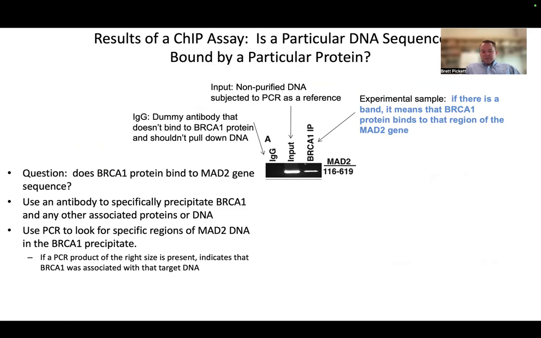And then this is the results. So a lot of people get a little bit confused, but there are actually two control lanes in these gels after the PCR, and then one lane that tells us what's going on.